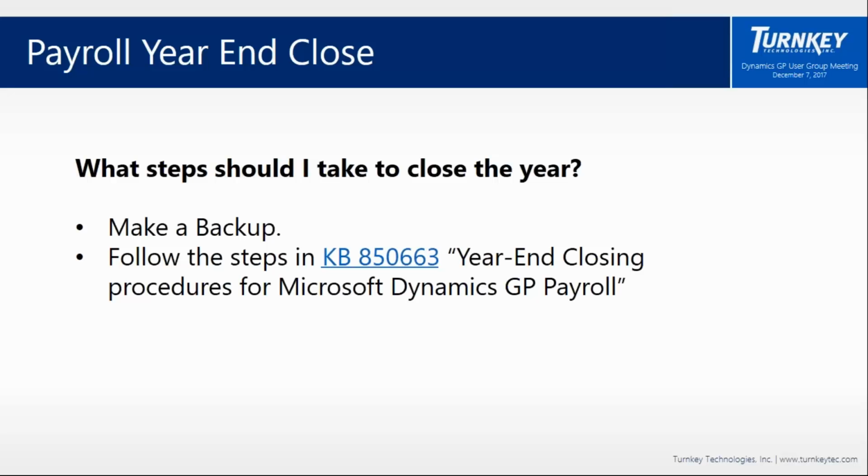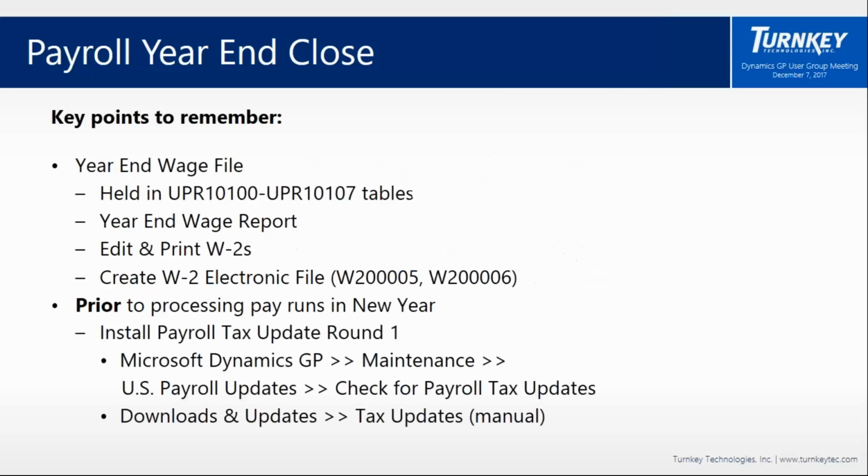Okay. But again, the one thing to take away from this is before you run any checks for the new year, make sure that the year-end wage file is created and is correct, because it's a lot easier to correct it beforehand than after. And here's some of the different things where it is. Again, the year-end wage file is in the different tables in there, and this is where you go to edit, print your W-2s and also your electronic files.